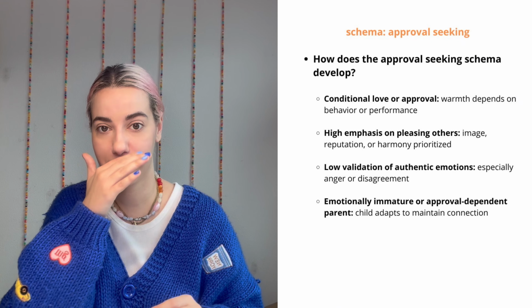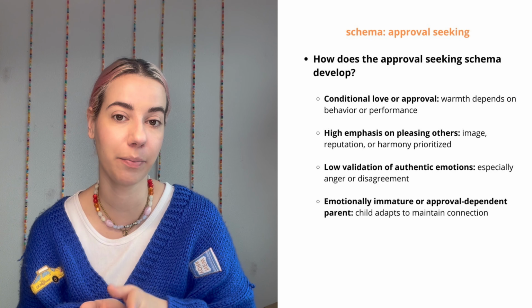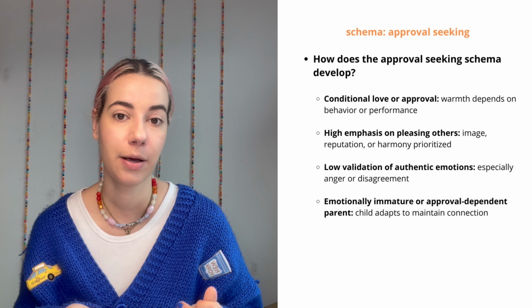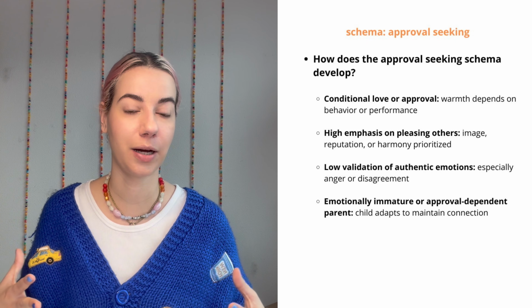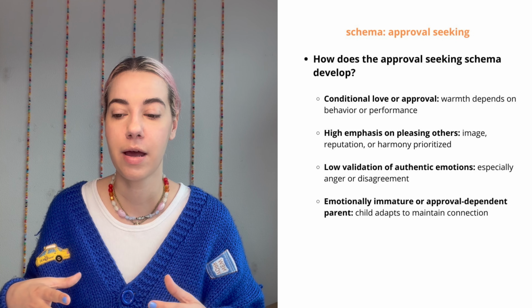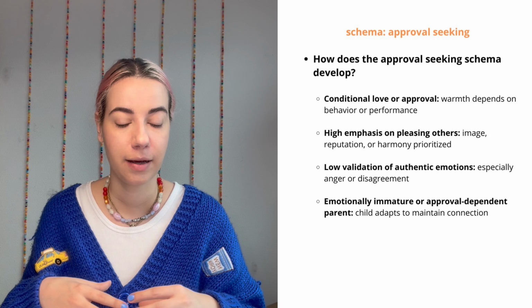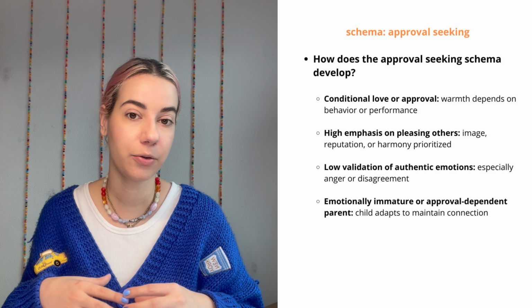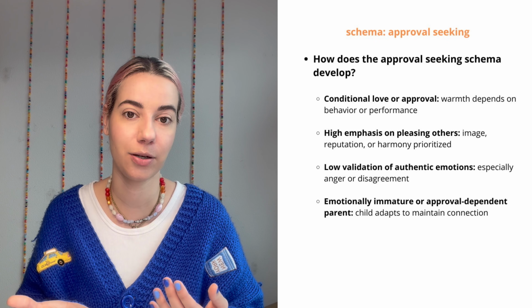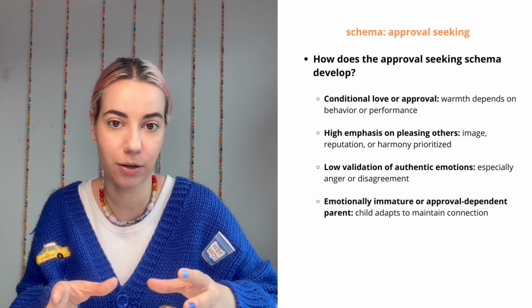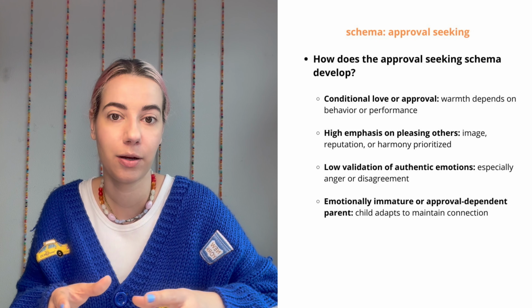How does this schema typically develop? For example, if a child grows up in an environment where this is really modeled, where parents really found it very important to be seen, to be heard, to have, for example, a public life, or to get a lot of praise. It could be that there was a high emphasis on pleasing others, so that a child doesn't really learn, I can be myself. No, you had to be a product for the environment.